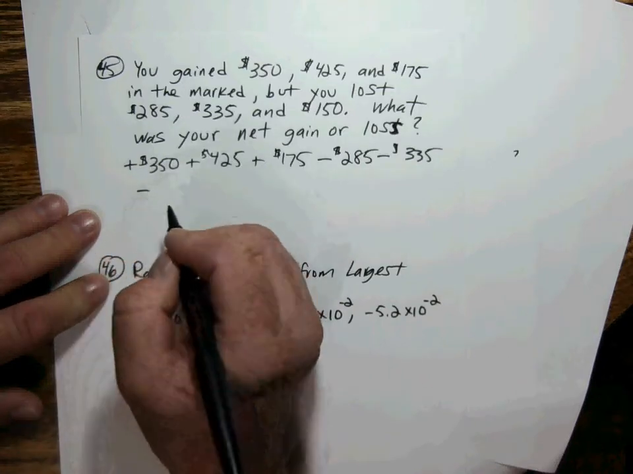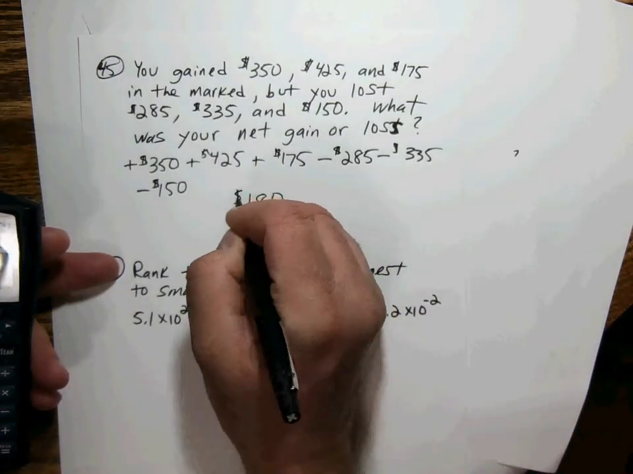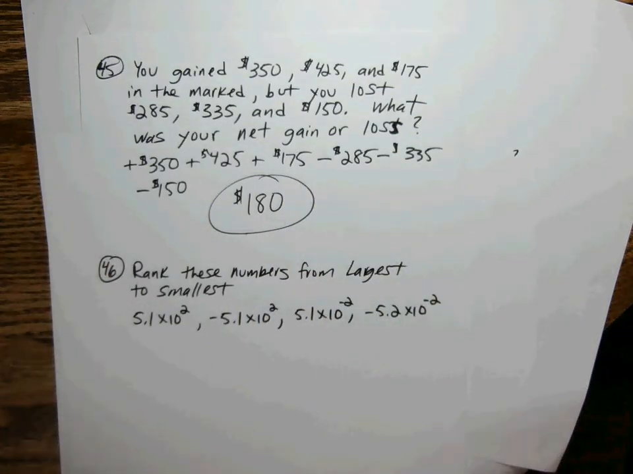minus 335, and minus 150. Okay, so now it's just an exercise of add those first 3 together and subtract away those last 3. So I'm going to have 350 plus 425. Oops, I typed it in wrong. 350 plus 425 plus 175 minus 285 minus 335 minus 150. Hit the equal button, I get a positive number, positive 180. So that means I have a net gain of 180 bucks. Okay, had it been negative, that means I had a net loss, right? So I made a little money somehow.